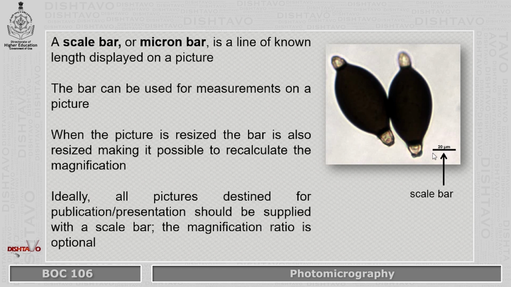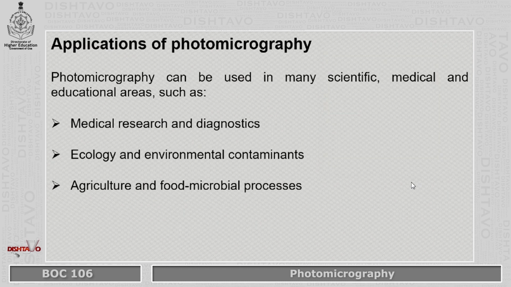What is a scale bar? We can see here the scale bar. It is also known as a micron bar, which is a line of known length displayed on an image, and this bar can also be used for taking measurements of the object. When the picture is resized, the bar is also resized, making it possible to recalculate the magnification. The pictures which are used in publications or scientific presentations should be supplied with a scale bar.